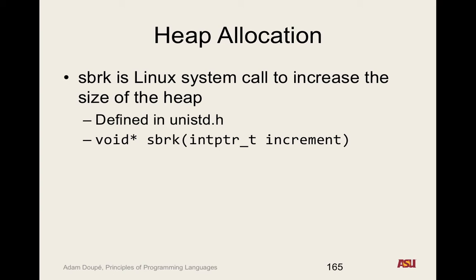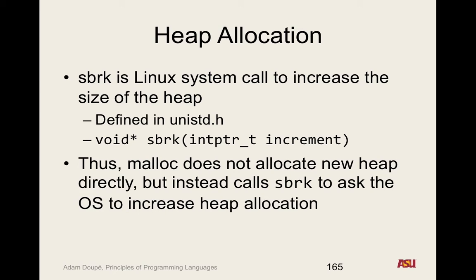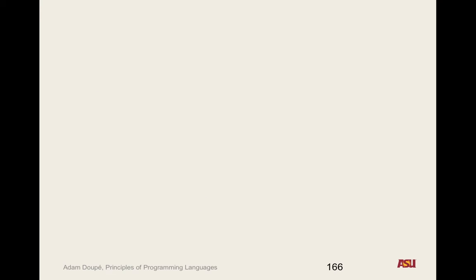So it will actually move the heap and allocate memory for you, and it'll give you a pointer to that last location. So this is actually nice in some ways in that malloc is not doing anything special, right? Malloc is not allocating new heap. It's actually just asking the operating system to allocate more heap. So let's look at how that works.